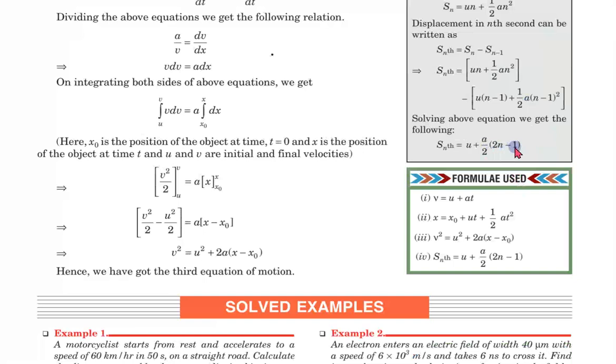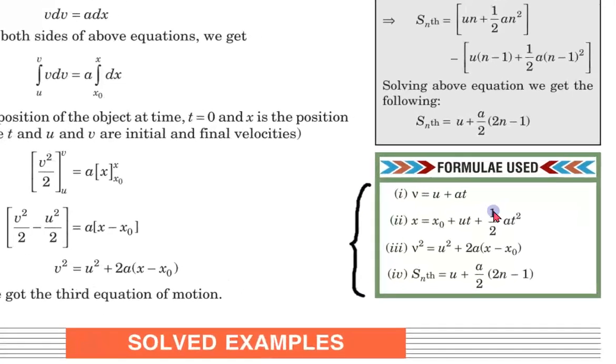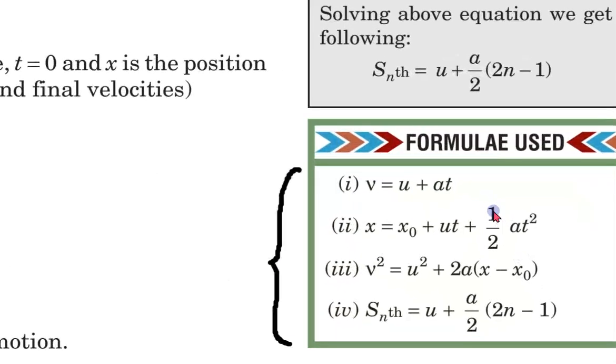To know about motion of particles, we have four formulas here. Number one is V equal to U plus AT. V equal to U plus AT. And number two, let me say this is number two, this is number one, and this is 3.